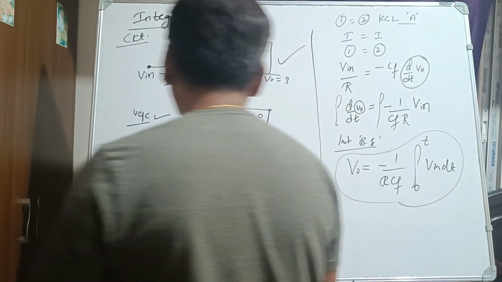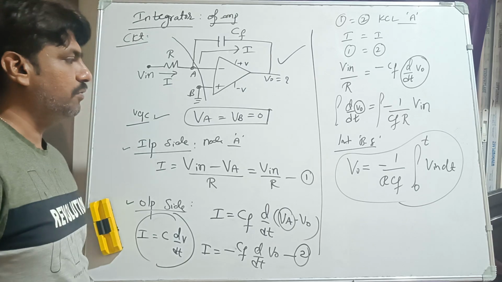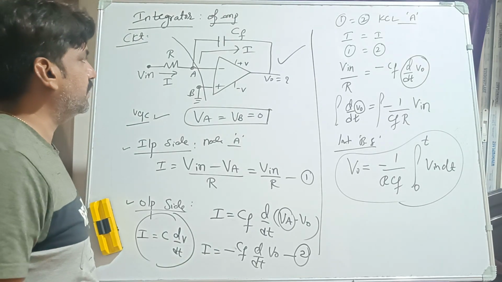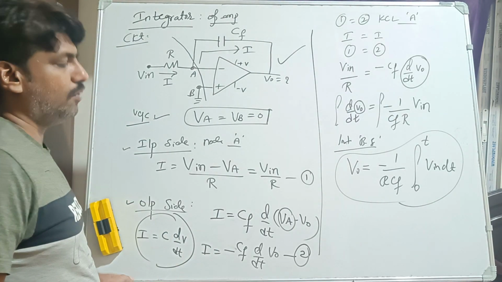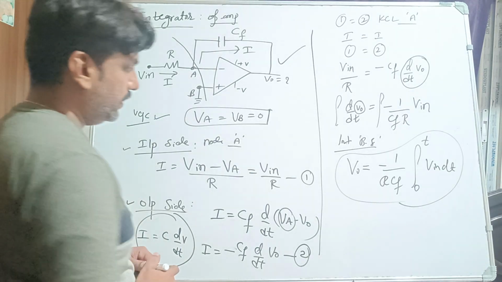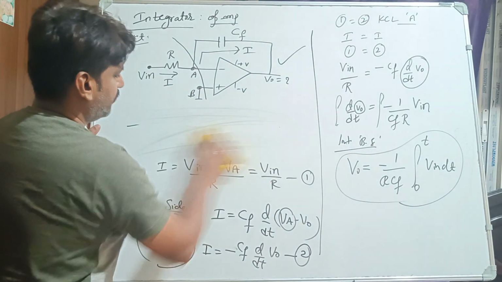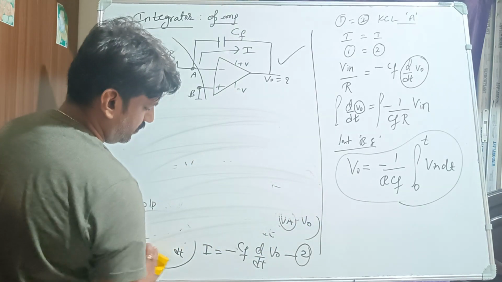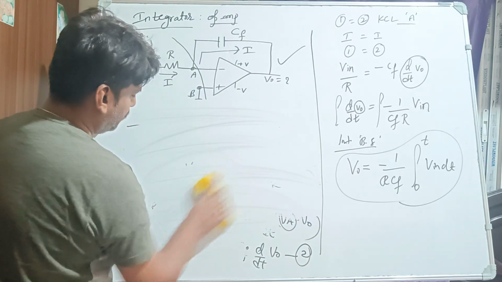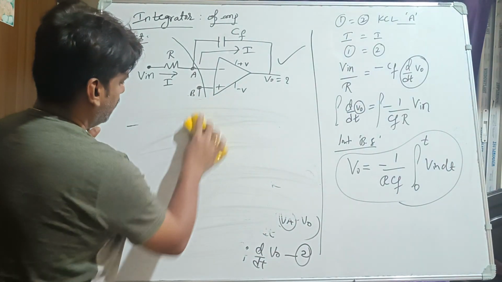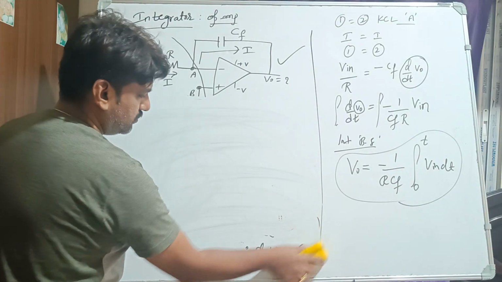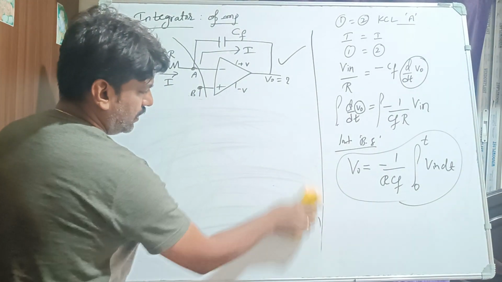So this is the integration output expression with respect to this integrator op-amp, right? Apart from this, we can write some of the equations and some of the waveforms. So how to draw the waveforms, that we will see now.